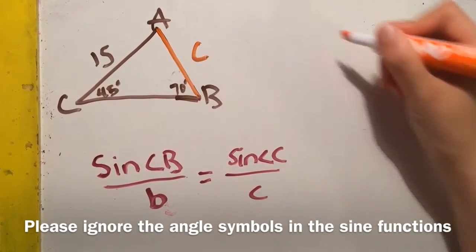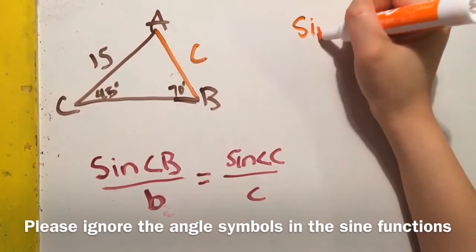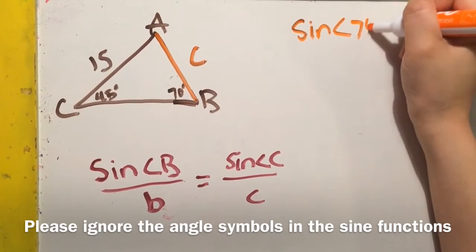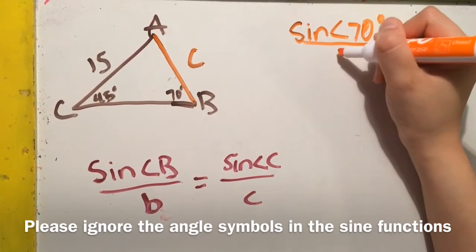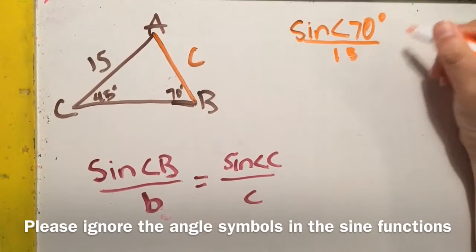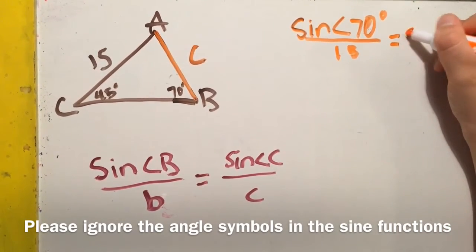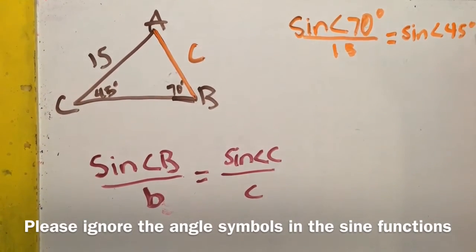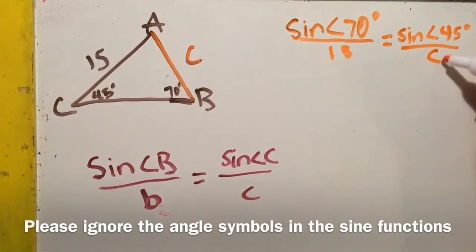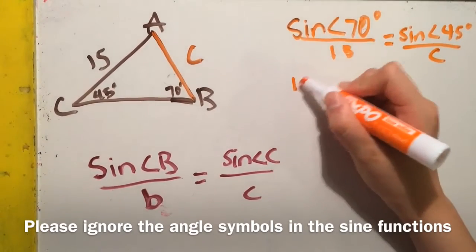Now, all we have to do is plug in and solve for side C. Angle B is 70 degrees, and it's over side B, which is 15. We set that equal to sine of angle C, which is 45 degrees, over side C, which we are trying to find. Now we cross multiply.